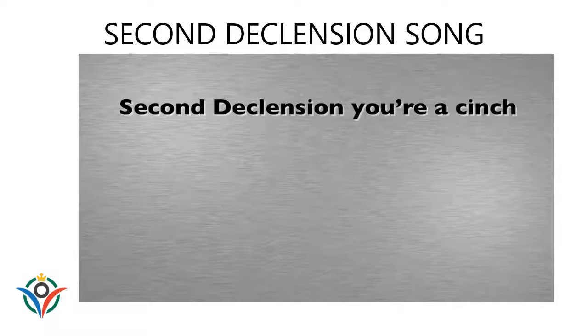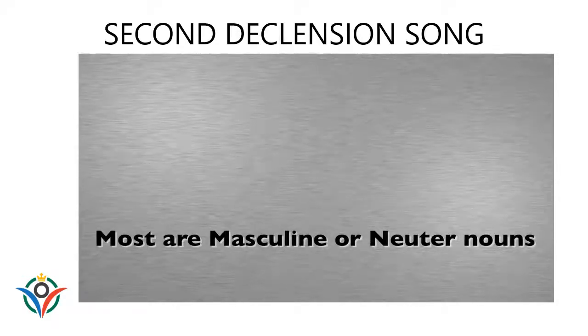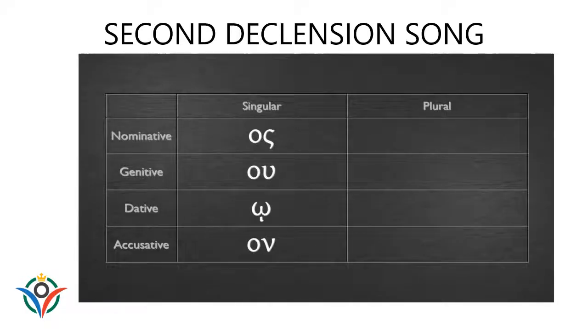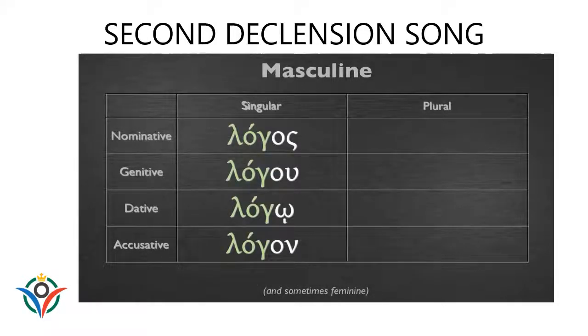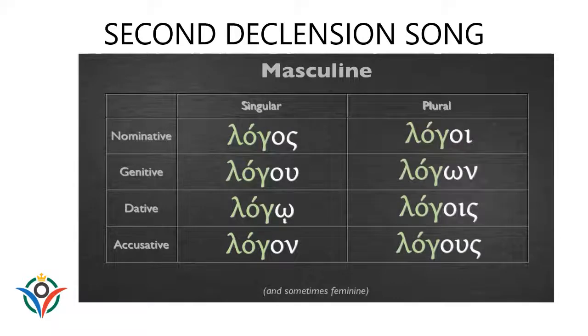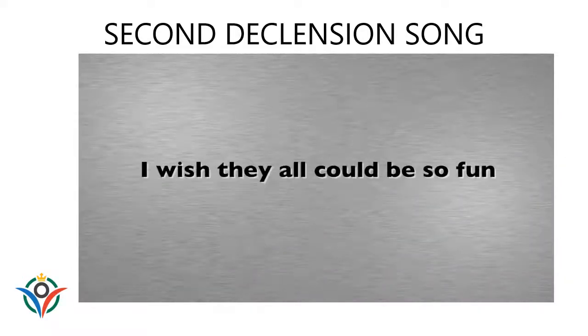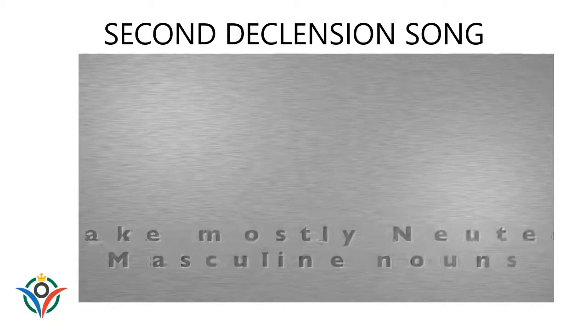Second declension, you're a cinch. I will learn you in a pinch. Most are masculine or neuter nouns. Os, ou, ō, and on. Single endings for masculine declension. Second declension. Oi, ōn, ois, and ous. Plural endings, you silly goose. Second declension, hey, declension, second one. I wish they all could be so fun. You take mostly neuter and masculine nouns.